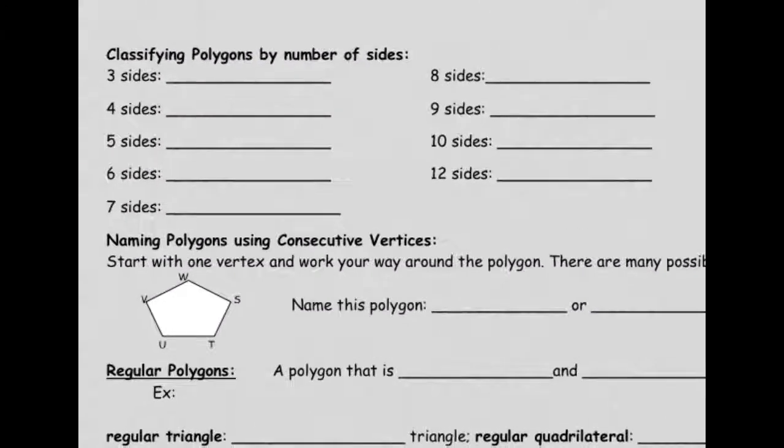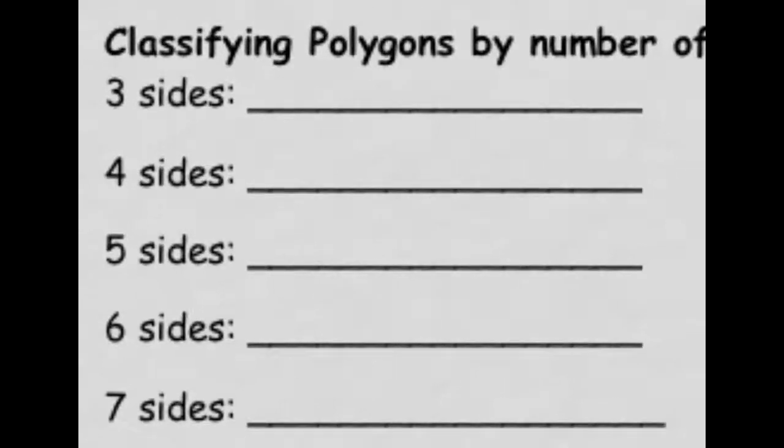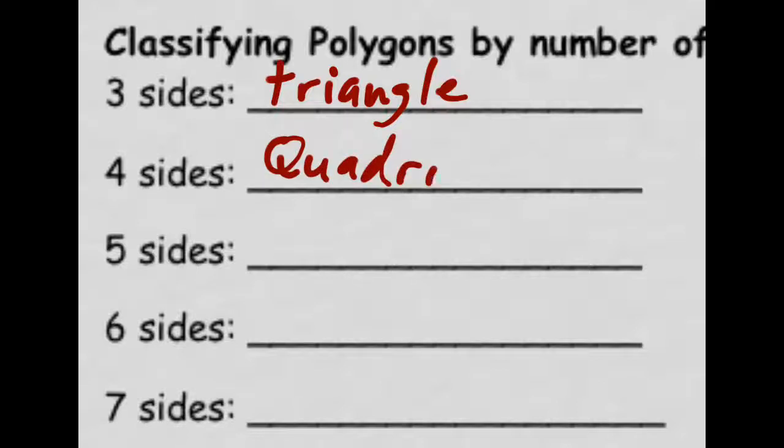So now we're going to classify the polygons by number of sides. The first one, we know, is three sides. Let's zoom that in. Triangle, right? A triangle is a polygon with three sides. Four sides, not so fast. Not a square. A four-sided polygon is a quadrilateral. Why isn't it a square? Well, squares have equal sides and equal angles. Quadrilaterals, not so much.